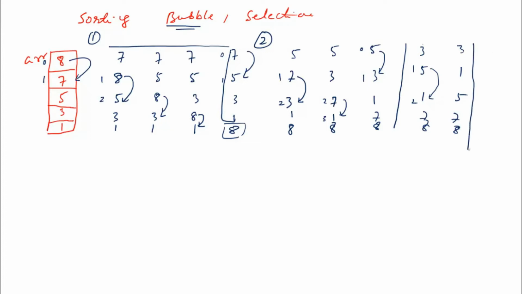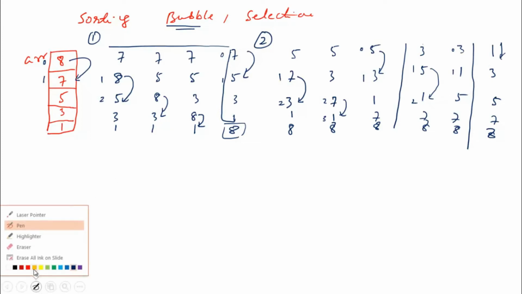Now the last portion: this is the 0 position and the 1 position. Position 0 contains 3 and position 1 contains 1. Here 3 is greater than 1, yes, so it is swapped. 1 will come here and 3 will come here, then 5, 7 and 8. You see the values were in reverse order and now they are arranged in ascending order. So this is how we can do it with bubble sort.